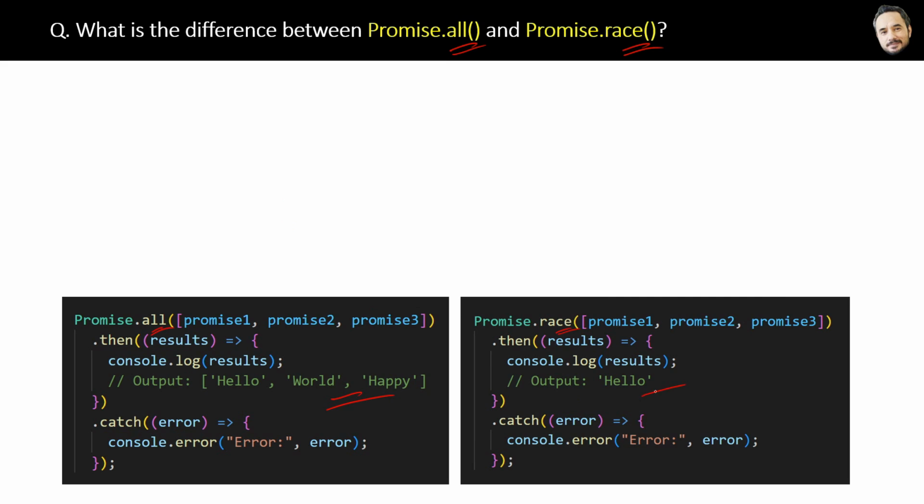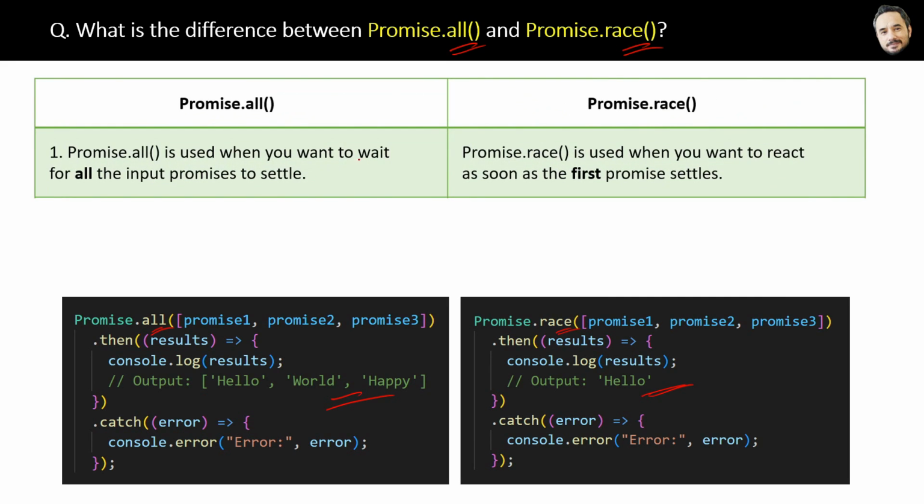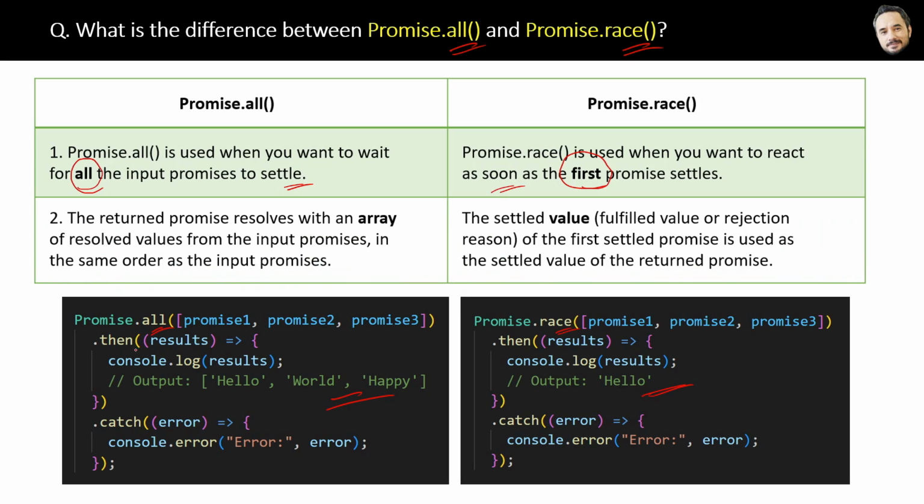First difference, Promise.all is used when you want to wait for all the input promises to settle or resolve. Whereas Promise.race is used when you want to react as soon as the first promise settles, means either reject or resolve.